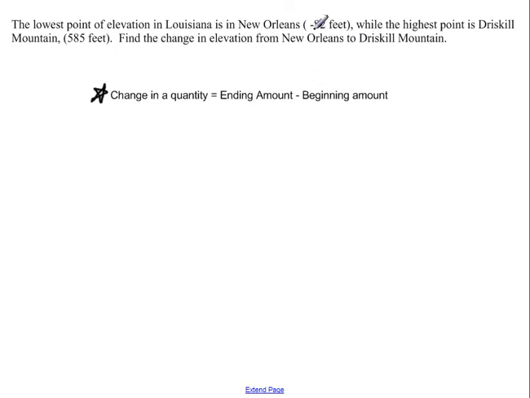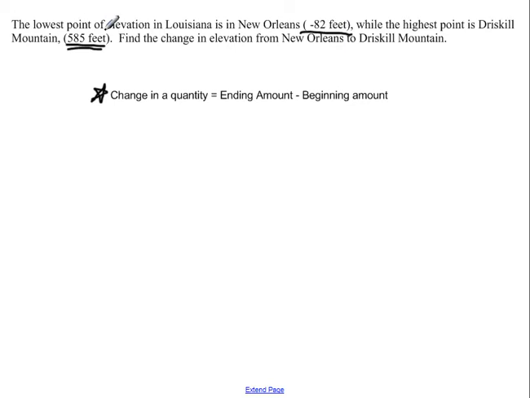So we're given information about the elevation of New Orleans, which is at negative 82 feet. That certainly explains a lot about some of the flooding that we saw back, not all that many years ago. And then the highest point is Driscoll Mountain, only 585 feet.